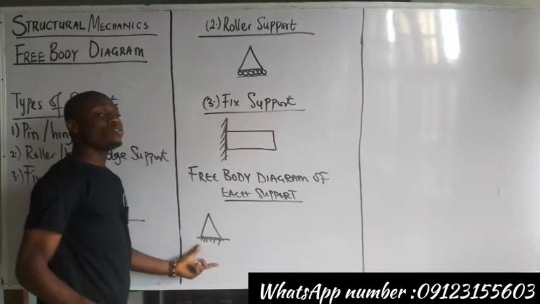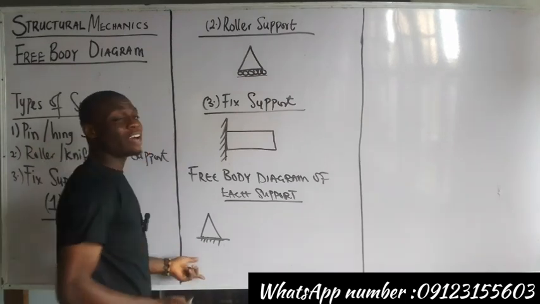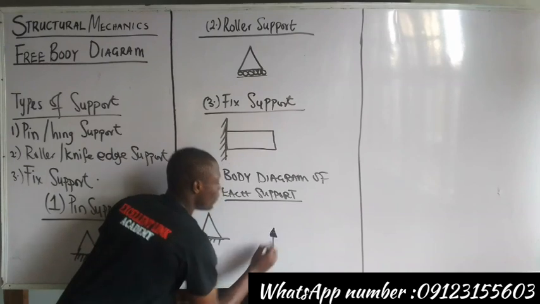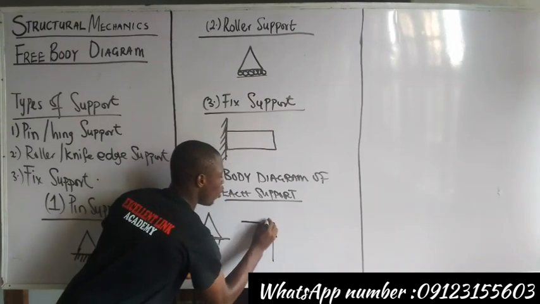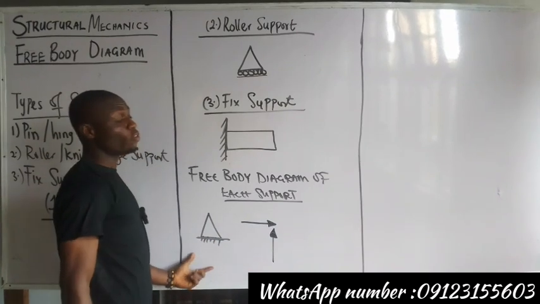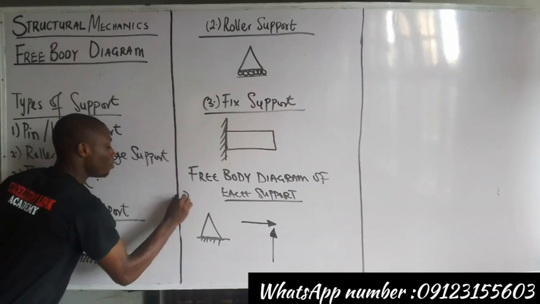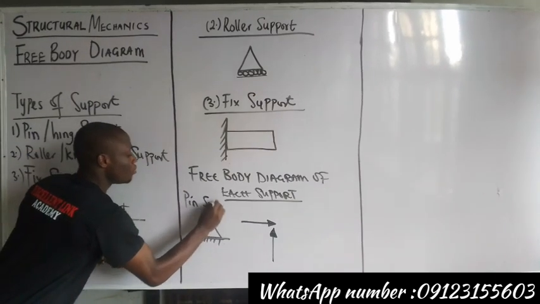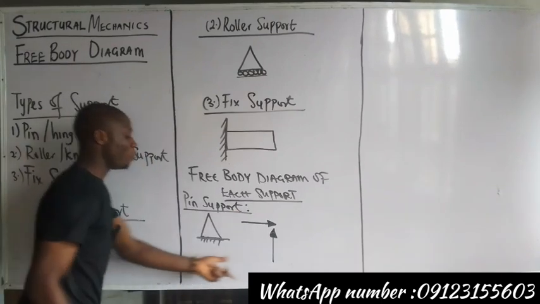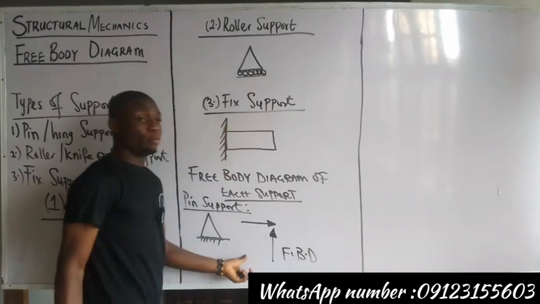My free body diagram, we just said this produces 2 reactions. Hence, my free body diagram for this one becomes what then? We said one vertical and the other what then? Horizontal. This is my free body diagram for a pin support. So this is my free body diagram for a pin support.